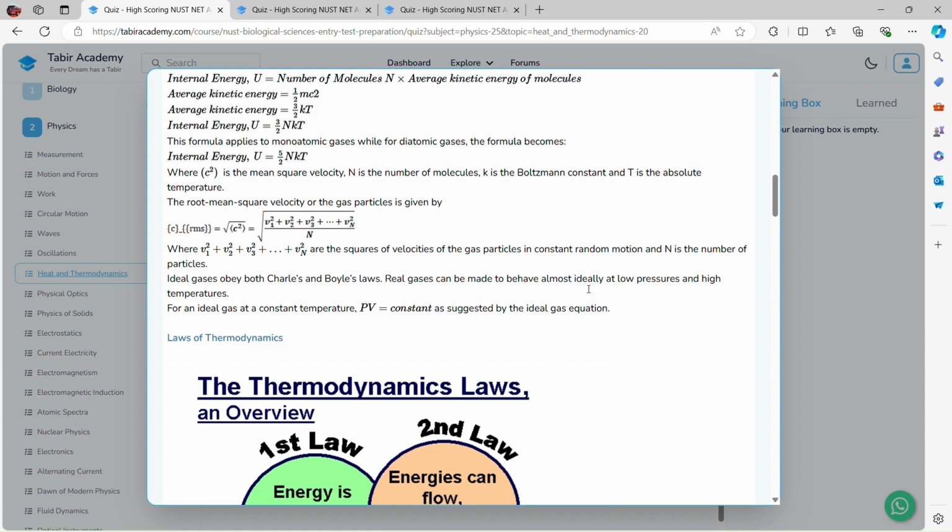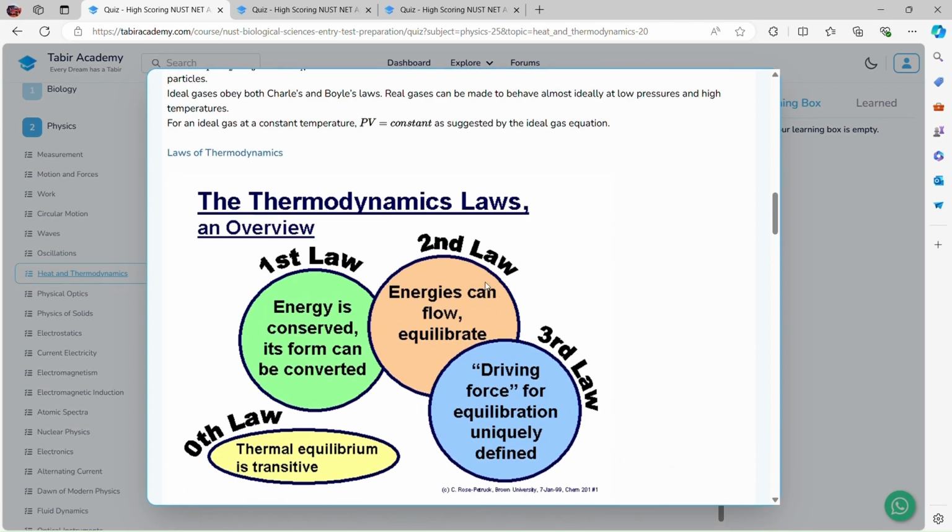Real gases can be made to behave almost ideally at low pressures and high temperatures. For an ideal gas at a constant temperature, PV is constant, as suggested by the ideal gas equation.